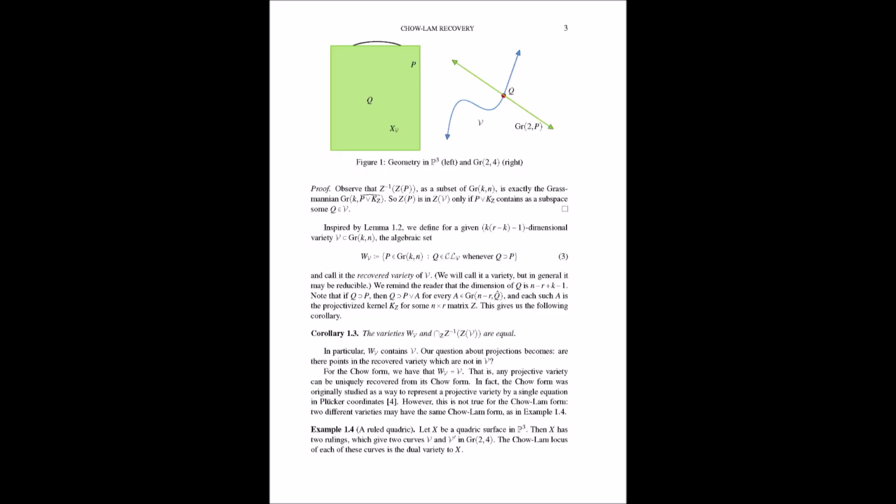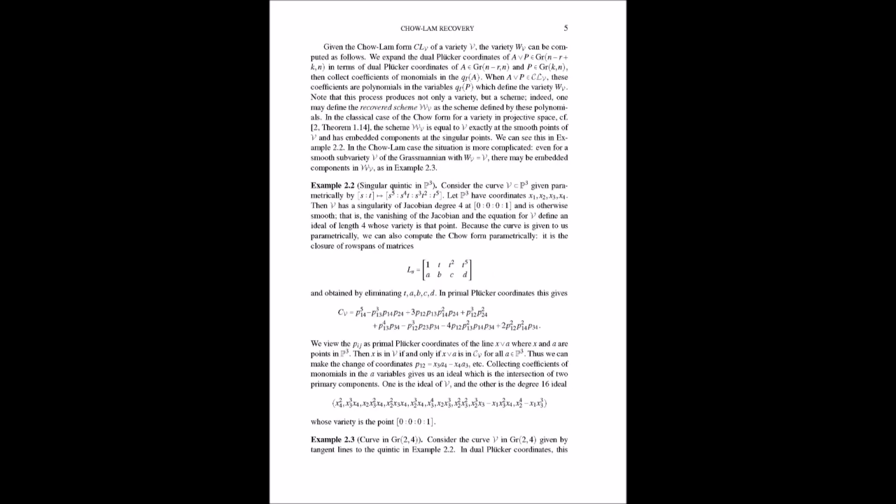Now remember the paper using some notation like Z^{-1}(ZV)? Ah, yes, good catch. Can you explain that a bit more? So Z^{-1}(ZV) represents all the points in the original Grassmannian, the bigger space, that project down to ZV under the projection Z. So it's like everything that could potentially cast that particular shadow. Precisely. Okay, so we have ZV and Z^{-1}(ZV).